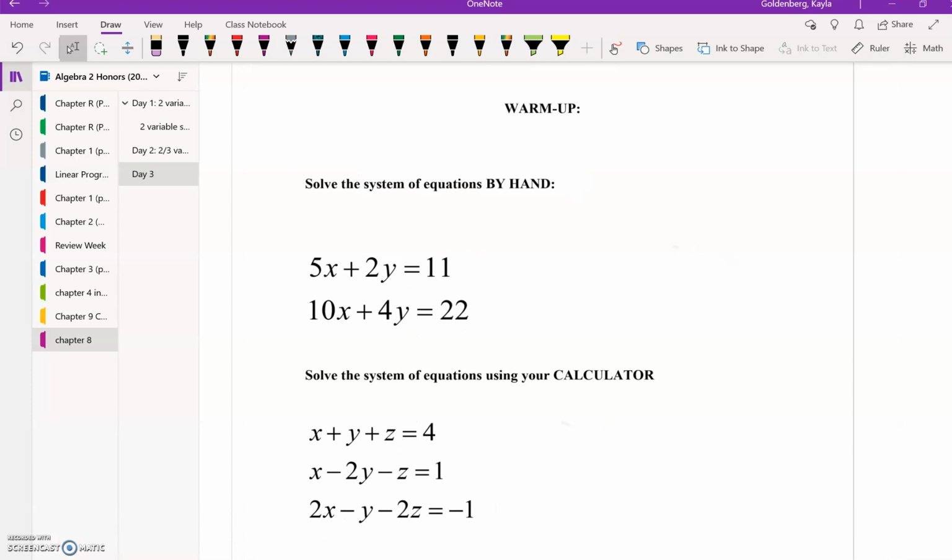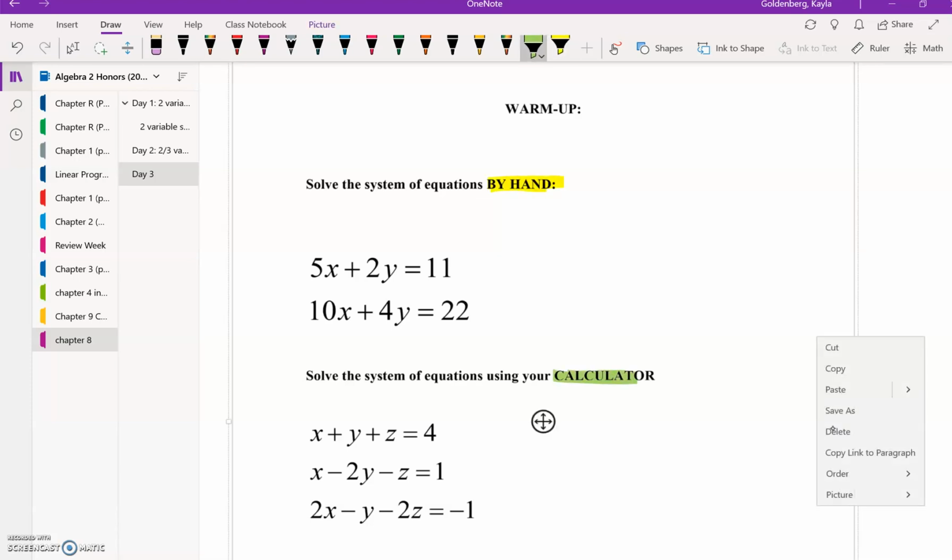So what I want you to do is pause the video and try these 2 problems on your own. Notice the first one, the 2 variable, is by hand and the 3 variable is using your calculator. If you need to, feel free to pull out your notes in your notebook from the other day, where you would have written out the calculator directions step by step, right? So pause the video and try this one out without me helping you.